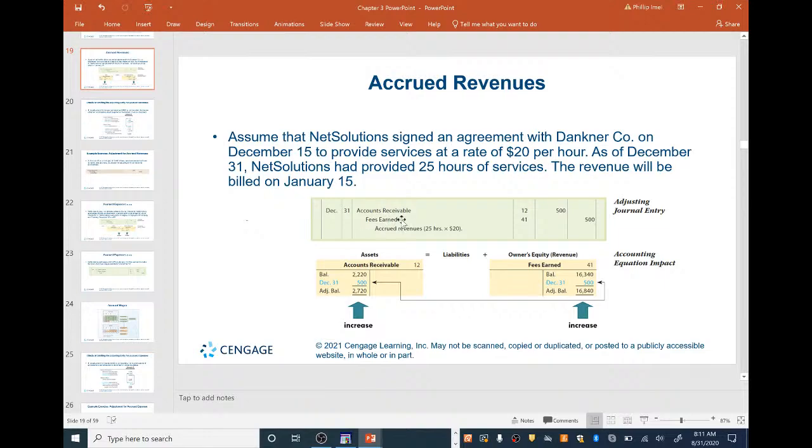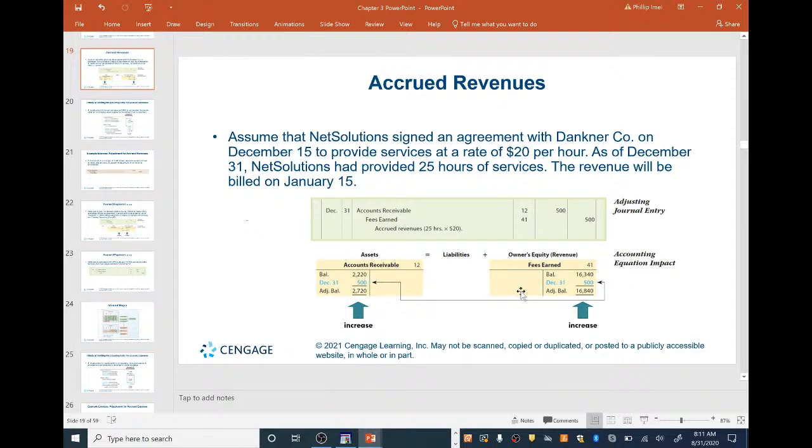So we're debiting accounts receivable, crediting fees earned. Remember, fees earned, income statement account. It's a credit balance. It's growing, right? Assets increasing of accounts receivable, what they owe us. Fees earned is increasing, okay? So we've already counted that as money, as revenue, even though we don't have the money in hand yet.